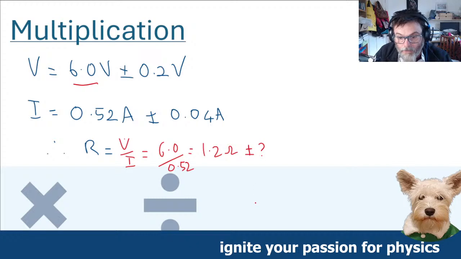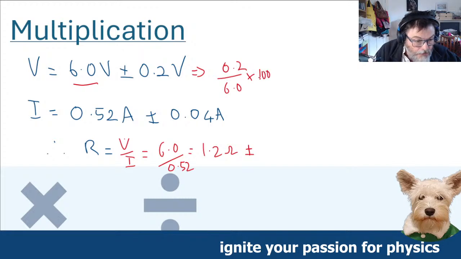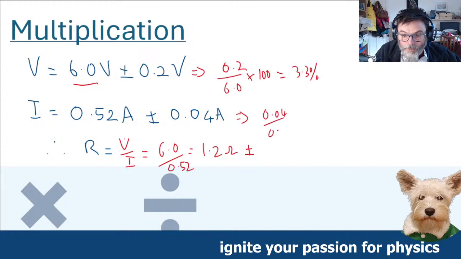Well, plus or minus what? In order to do this, you have to convert both of the uncertainties here into percentages. So it's literally just donkey work going through that little calculation that we did at the start. So let's convert the voltage first. It's going to be 0.2 divided by 6.0 times 100. When you do that, you get 3.3%. Do the same thing for the current. It's going to be 0.04 over 0.52 multiplied by 100. It's going to be 7.7.